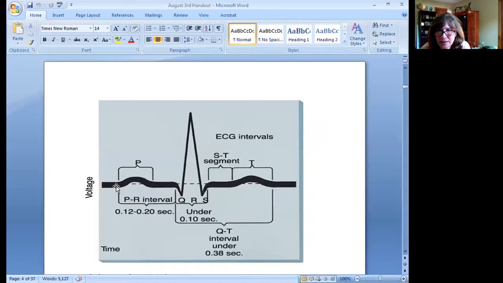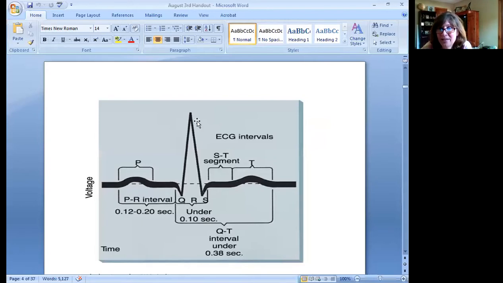And from the beginning of the P wave to the beginning of the QRS, this triangle in the middle, it's called the QRS. Sometimes you have a first little downward dip, which would be the Q. Sometimes you don't, but we're still going to call it a QRS. So from the beginning of the P to the beginning of the QRS, that is the PR interval. And the normal range would be 3 to 5 small boxes across, 0.12 to 0.20 seconds.